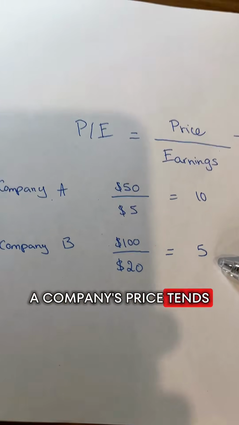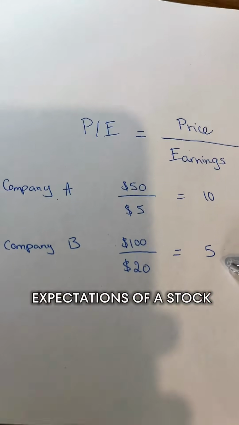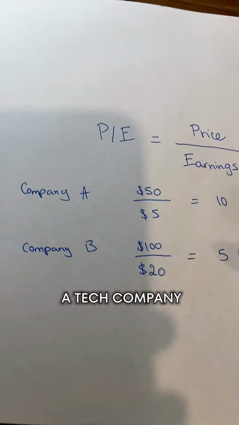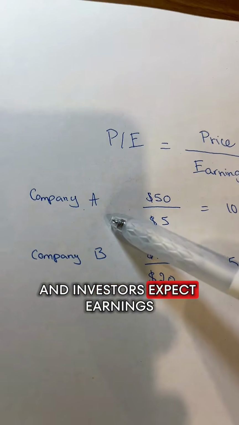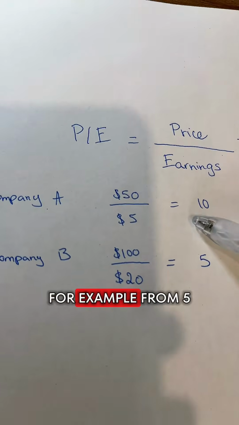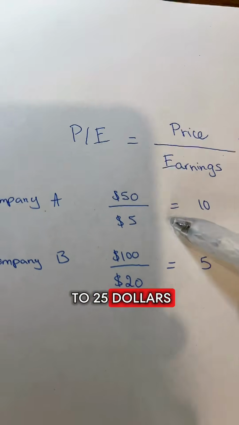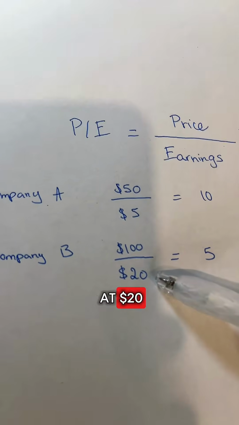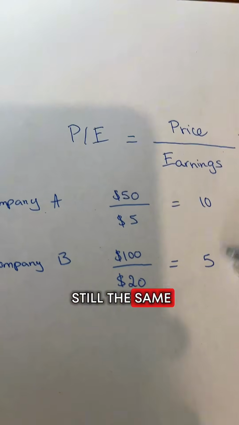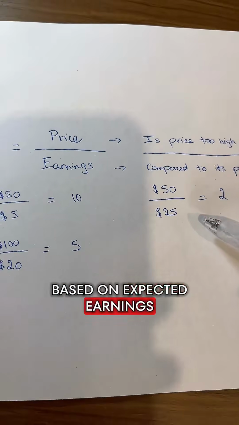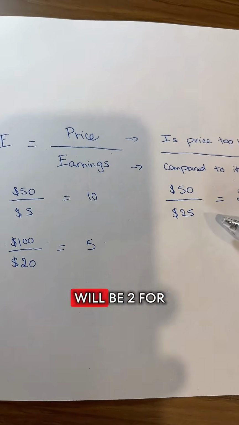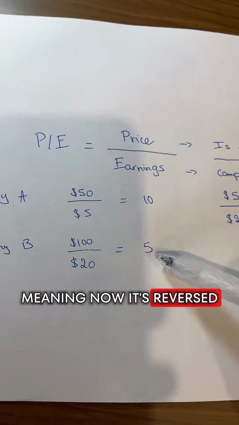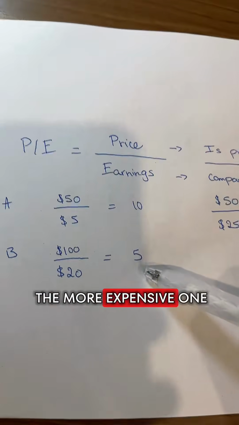A company's price tends to bake in investors' expectations of a stock as well. So in our example, perhaps company A is a tech company and investors expect earnings to go up a lot more, for example, from $5 to $25. While for company B, investors might expect earnings to remain the same at $20, making its PE ratio still the same. Now, the actual PE ratio based on expected earnings, or forward PE ratio, will be 2 for company A and 5 for company B, meaning now it's reversed. Company B is actually the more expensive one in this case.